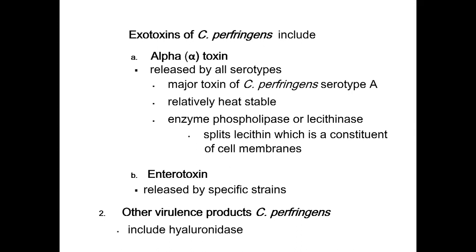Another toxin released by Clostridium perfringens, which is significant, is an enterotoxin, but it is not released by all members of the species. There are some specific strains of Clostridium perfringens that can release the enterotoxin. So apart from exotoxins, there are other virulence products, and this is one example of a pathogenic species with those other virulence products which are unique to it. We have mentioned it's being encapsulated, and it also releases various enzymes.